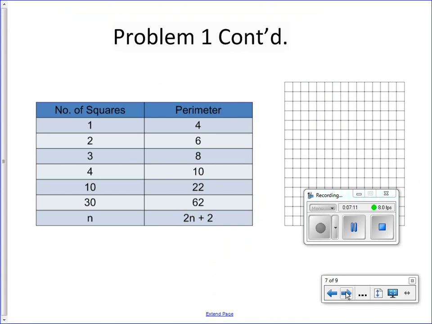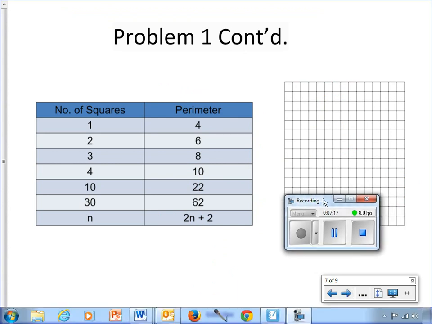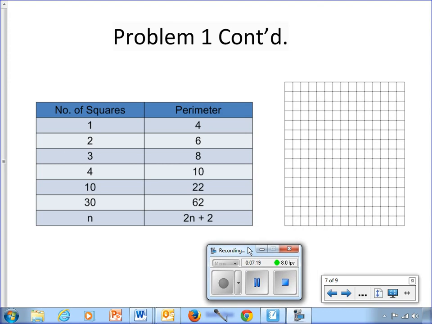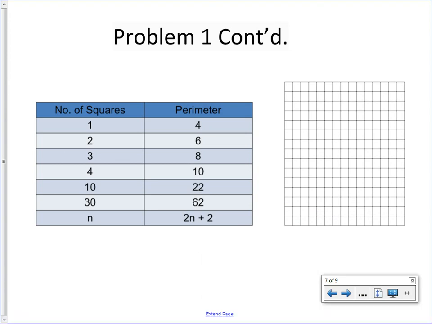Okay, so here we have our completed table, and we did not write our equation. Let's write our equation before we graph it. Notice that perimeter is our y and number of squares is our x, so we would write 2 times the number of squares plus 2 is equal to y. All right, now let's graph it.